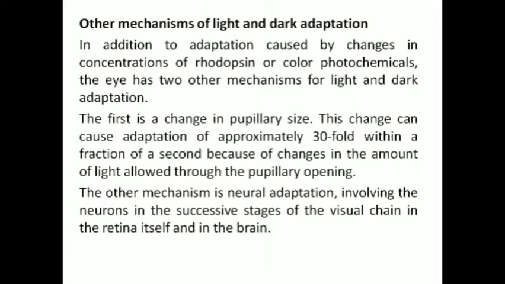The other mechanism is neural adaptation, involving the neurons in the successive stages of the visual chain in the retina itself and in the brain. So these are the two other mechanisms apart from the changes in the concentration of rhodopsin which help in light and dark adaptation, that is in visual adaptation. The first is the pupillary size, which can constrict and dilate, and it can control the amount of light falling inside the retina. And the other mechanism is the neural adaptation, which involves the neurons in the successive stages of the visual chain.